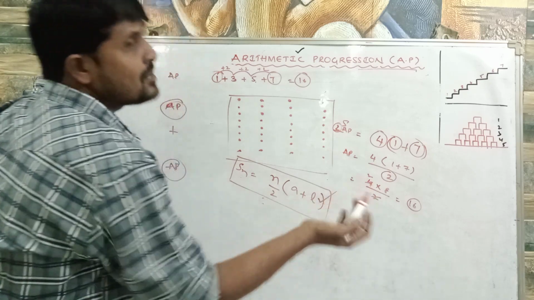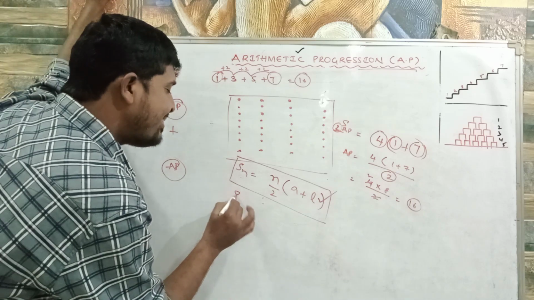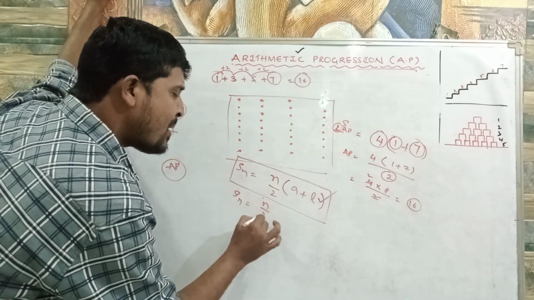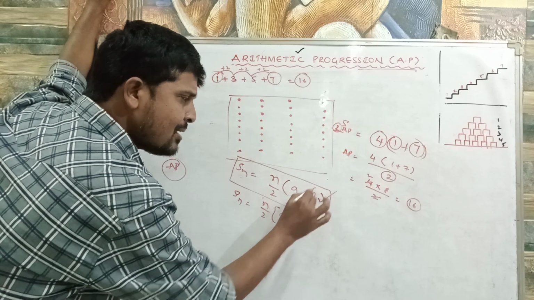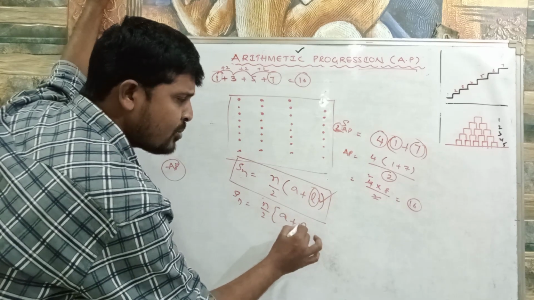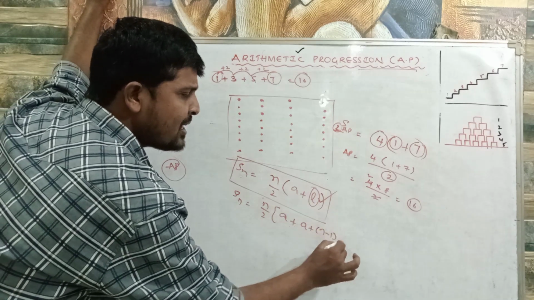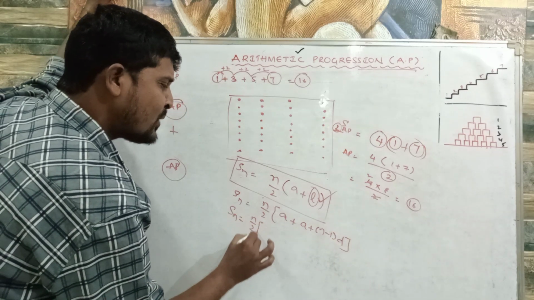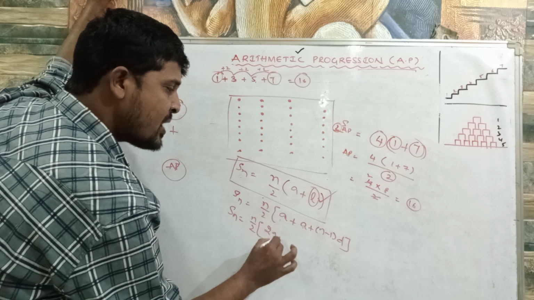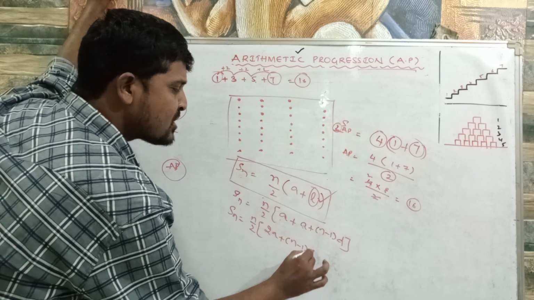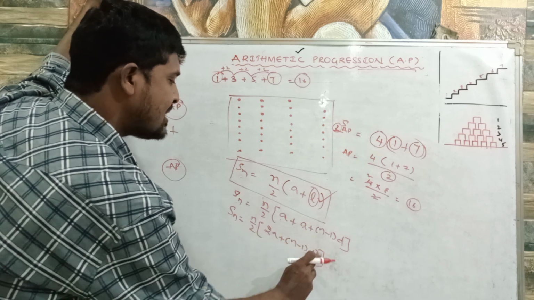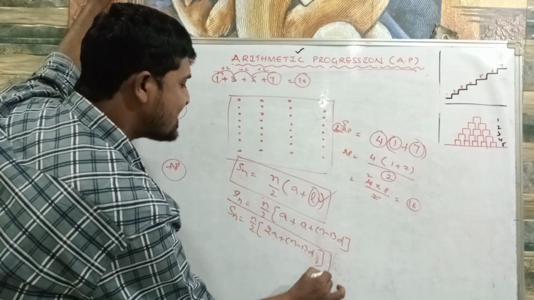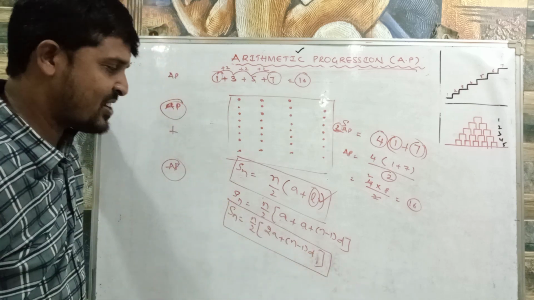If you don't know the last term, then what we have to do? See, then Sn equals n by 2 times a plus the last term, and the last term formula is the nth term formula, a plus n minus 1 times d. So Sn equals n by 2 times 2a plus n minus 1 times d. This is how we are going to find the sum to n terms of an arithmetic progression.